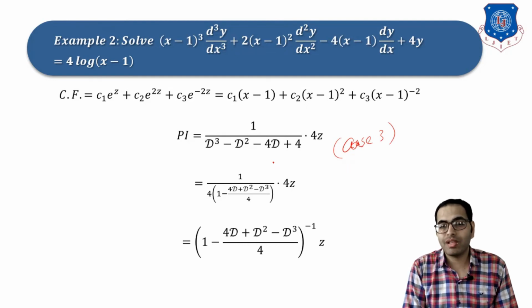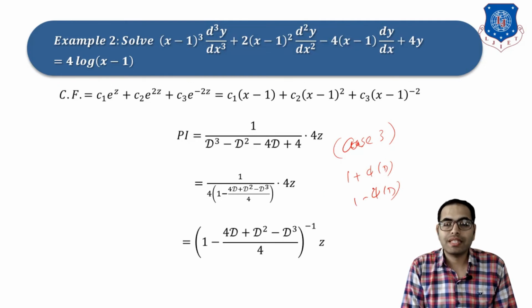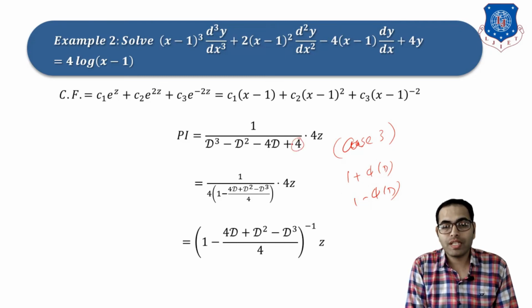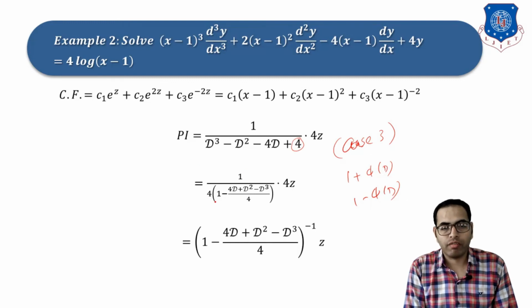Whenever we apply the binomial expansion, our f of D is converted in terms of 1 plus phi of D or 1 minus phi of D. For that, what we have to do? The 4 term will be common out, then 1 upon 4 inside the bracket: 1 minus 4D plus D square minus D cube by 4. That means the 4 will cancel out, and the simplified term is 1 minus 4D plus D square minus D cube by 4 raised to minus 1 into z.